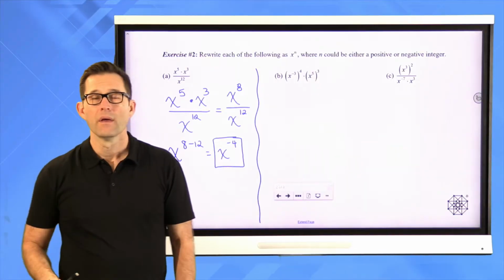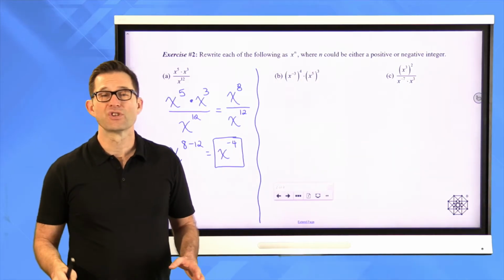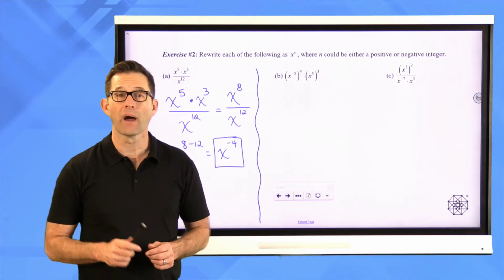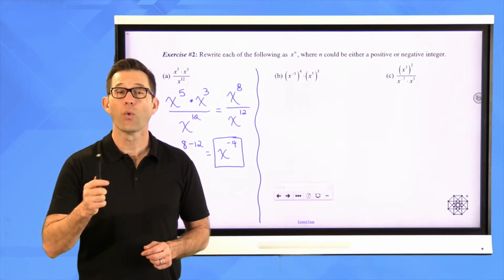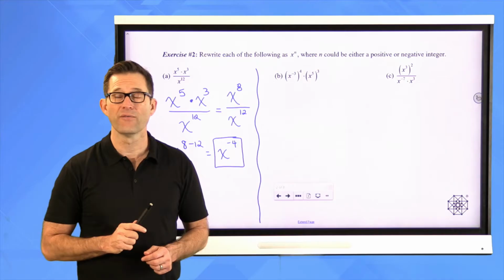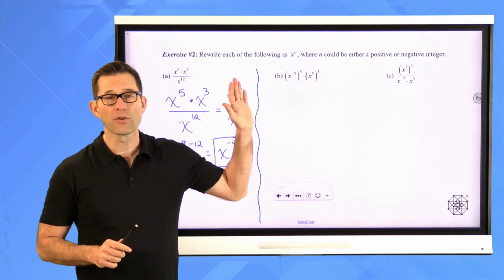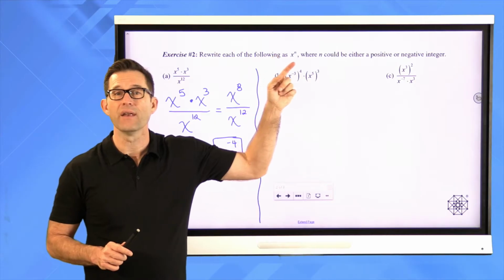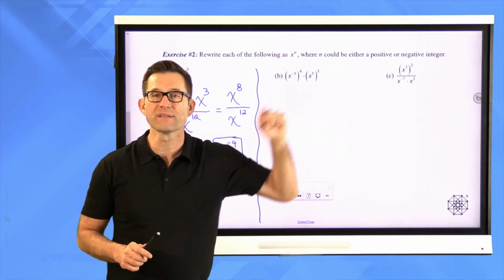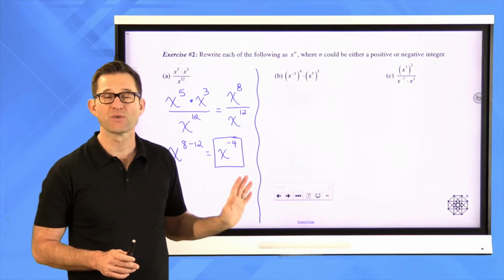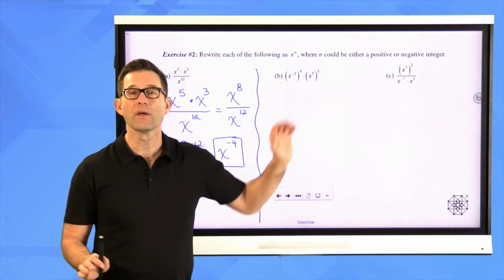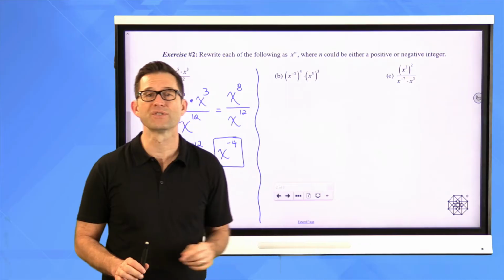Now, some of you may have the urge to rewrite that as 1 over x to the 4th. And certainly x to the minus 4 is equivalent to 1 divided by x to the 4th. But this particular problem says rewrite each of the following as x raised to the n, where n could be either a positive or negative integer, so I just want to leave it like that, x to the minus fourth. Let's take a look at letter B together, and then I'll have you work on letter C on your own.